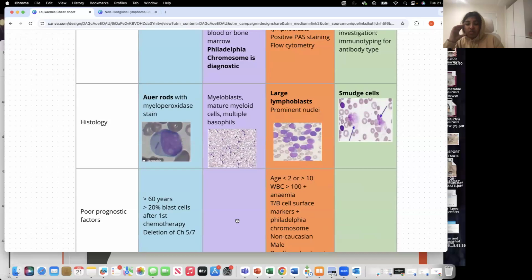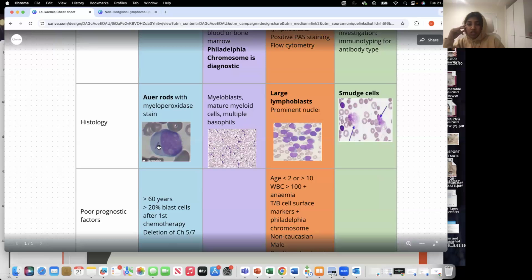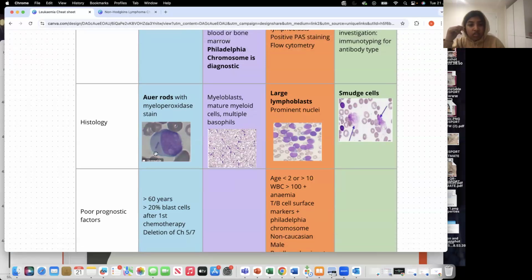Histology, again, very important. If they give you histology in a stem, you're really lucky because then you can immediately tell which one it is. If it's AML, it comes with Auer rods. So you see that little rod there. I don't know if you can see my cursor, but you can see a rod inside of the cell, and that's Auer rods, and that's classical of AML.